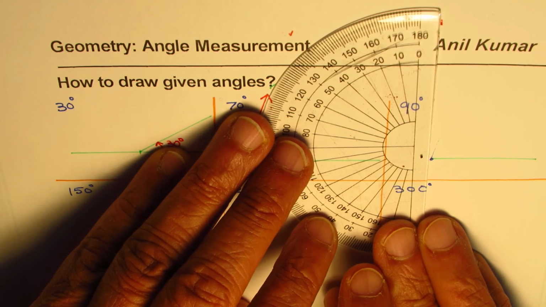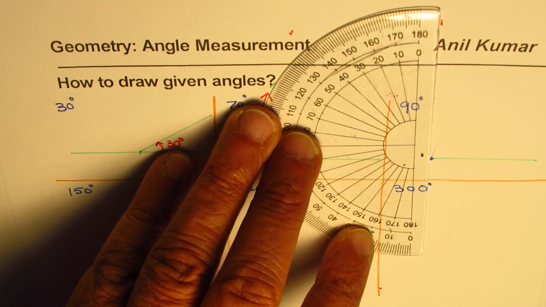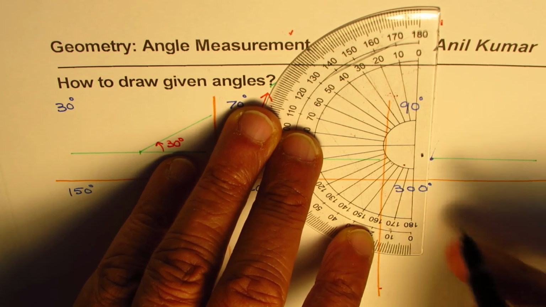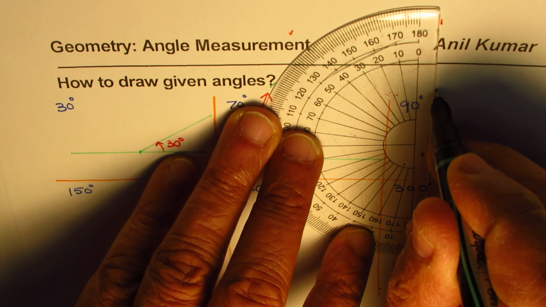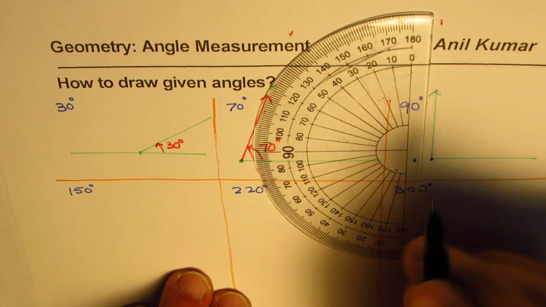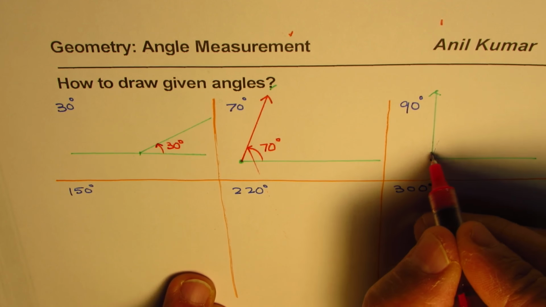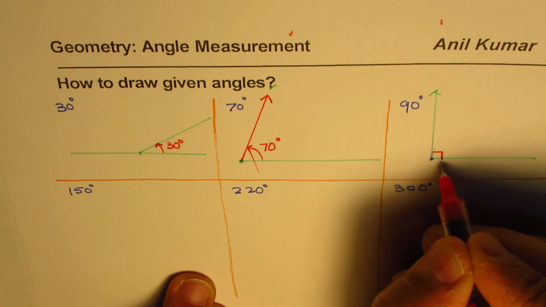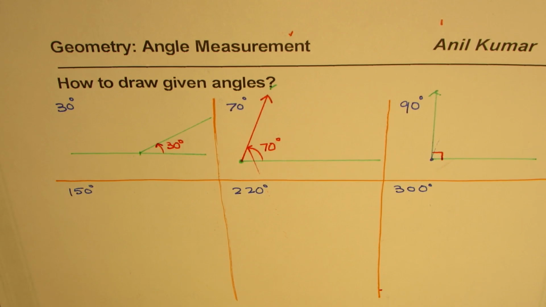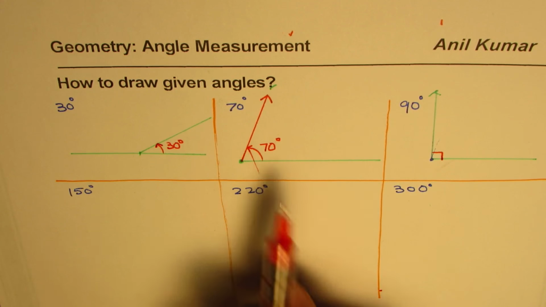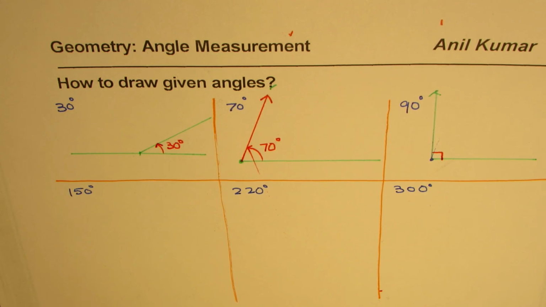So this is your terminal arm, right? And let's join it. So that is how it is. You can draw an arrow here, okay? Now that angle is 90 degrees, and at times we'll show 90 degrees by this perpendicular lines. So that is easy. All these angles you could read straight and draw it.